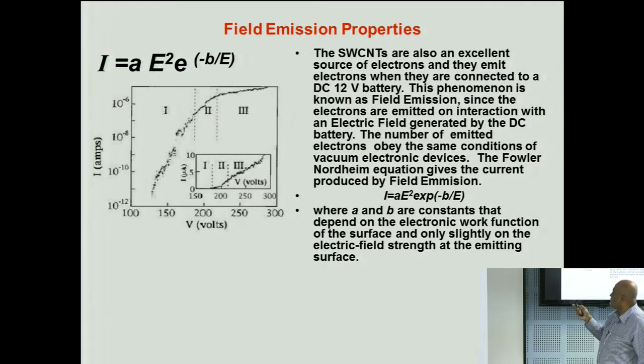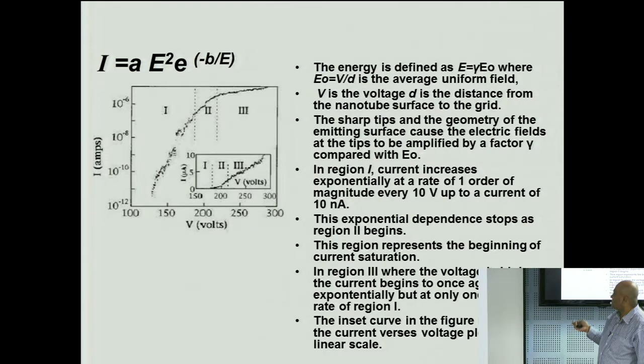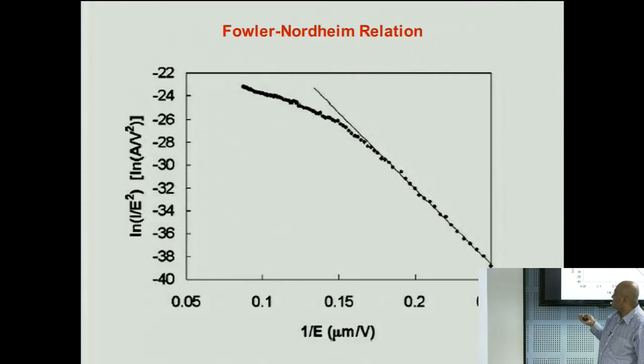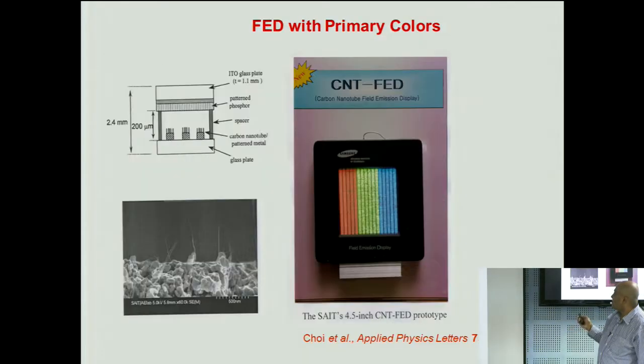These are the field emission properties. What I said is, when you put in a certain voltage, you get the current out. This is basically the equation or relation which was used a long time back when we used vacuum diodes. So, vacuum diodes work on the same principle as the carbon nanotubes.